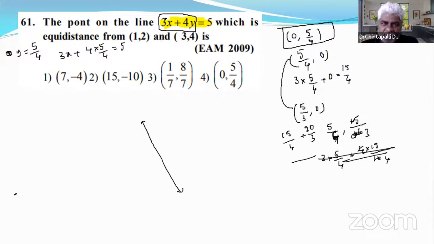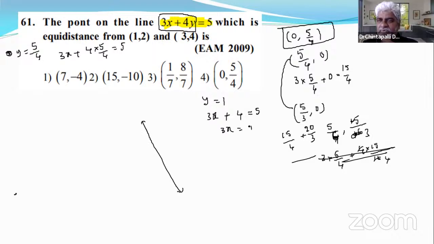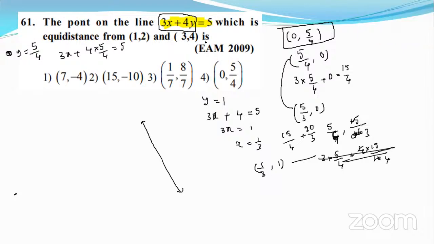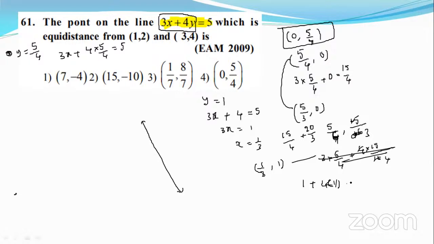You can take not only 5/4, any value. For example, if you take y equal to 1, then 3x plus 4 equals 5, so 3x equals 1 and x is equal to 1/3. So the point is (1/3, 1). Check: 1/3 times 3 is 1, plus 4 times 1 is 4, totally 5.